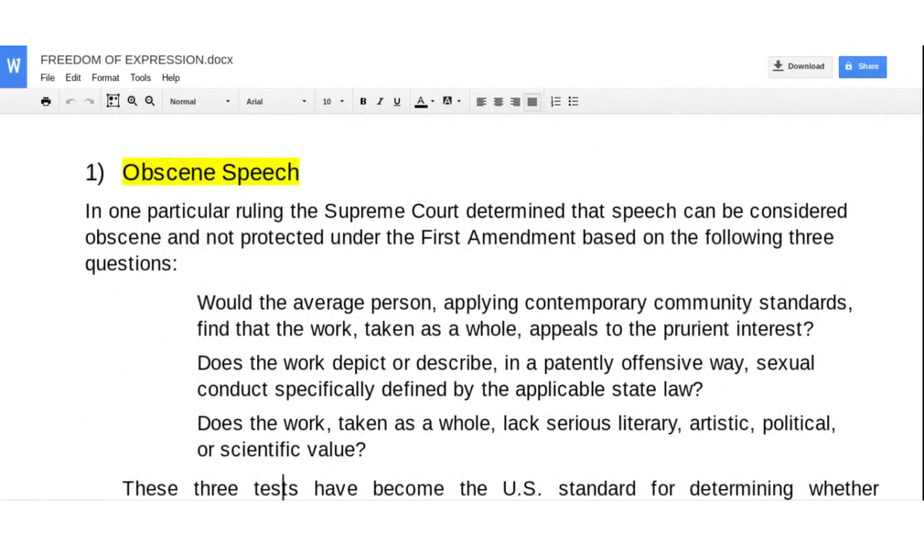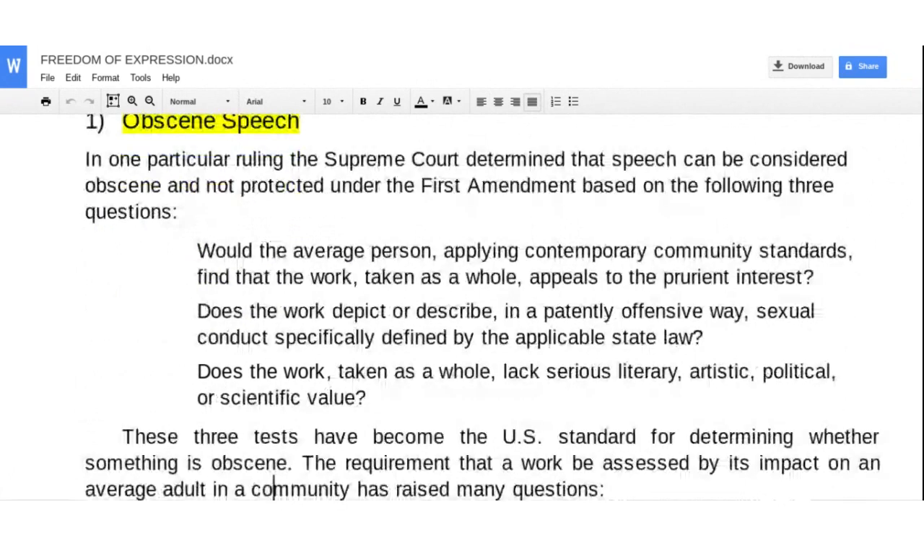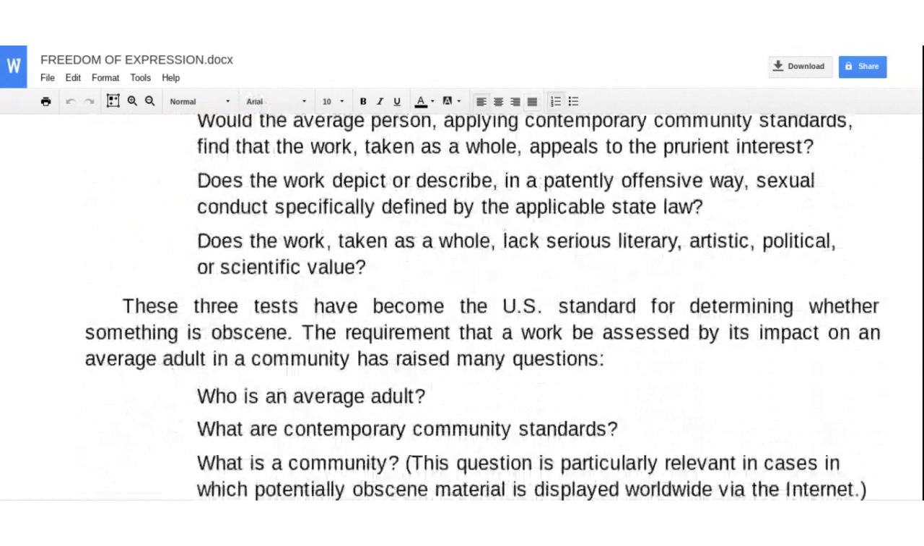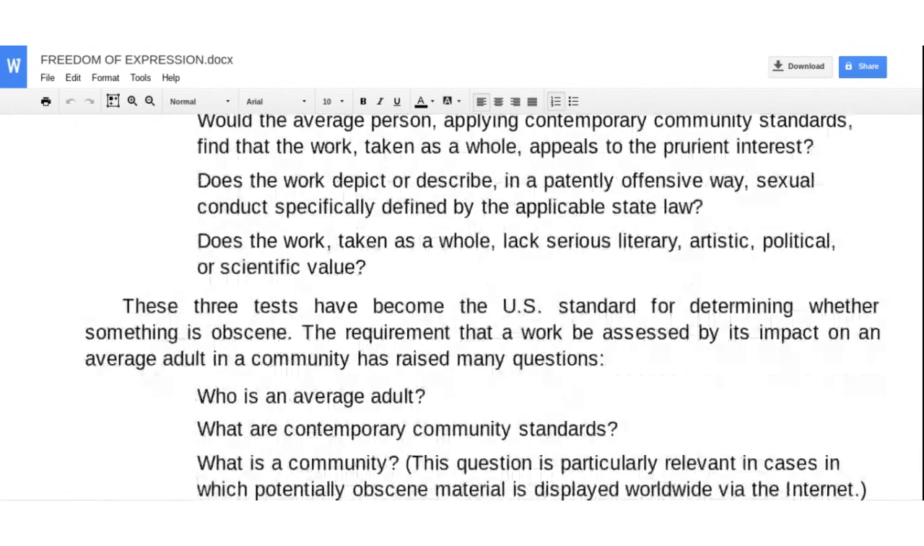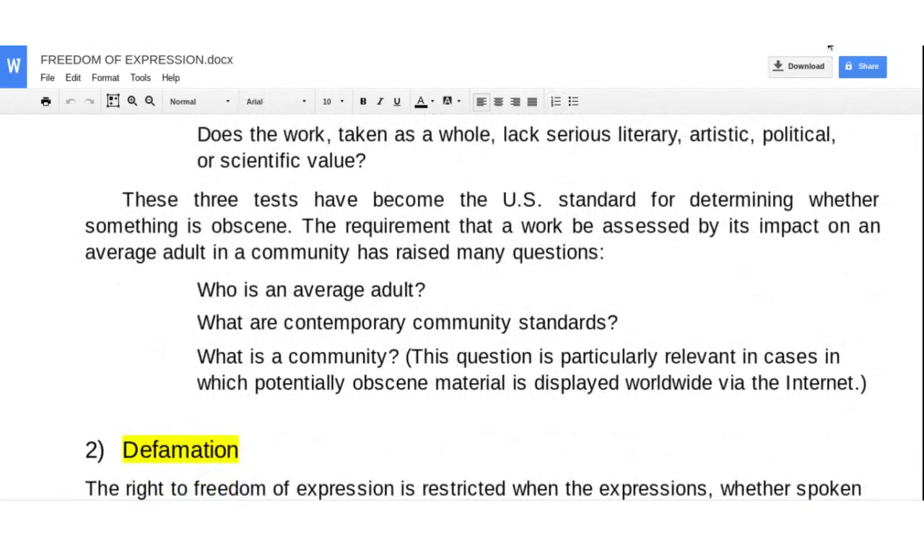They try to explain what, according to American law, is obscene speech. They say these three tests have become the US standard for determining whether something is obscene. The requirement that a work be assessed by its impact on an average adult in a community has raised many questions. Actually, sorry, the above statement here is what describes what is obscene. I'll leave it to you to look at this later on. As I said, it's not yet on the portal, but I will have it there in a short while. So it explains what is obscene according to the American Constitution.